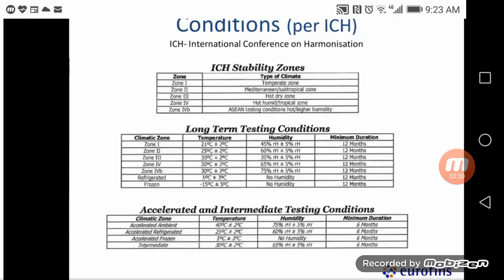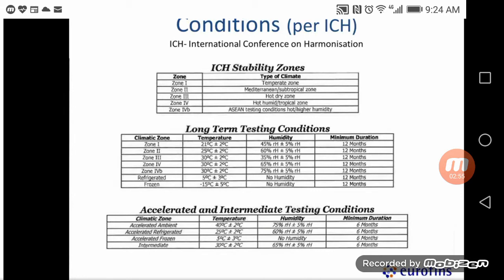So what you see here on this slide is the International Conference on Harmonization's guidelines for stability zones. Zone 2 is going to be the one that's most commonly used for our clients, because those are what we deal with most often, North American and Western European clients, and that's what's going to apply for Zone 2. So that's where you see your 25 degrees Celsius and 60% relative humidity as your ambient, long-term, real-time condition.